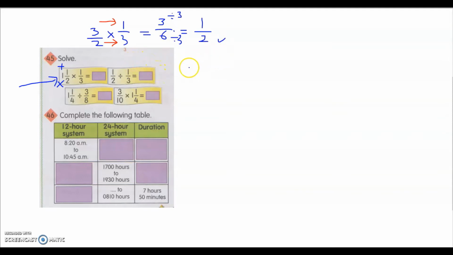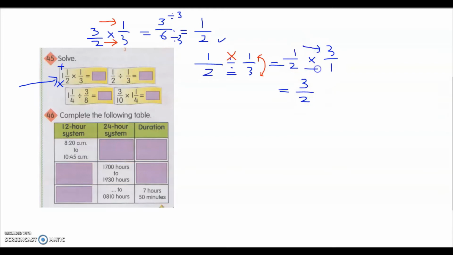Okay, the second one, 1 over 2 divide 1 over 3. So every time you see divide, you need to change it to times. And when we change to times, we flip the second fraction. Okay, terbalikkan pecahan yang kedua. So it becomes 1 over 2 times 3 over 1. So 1 times 3 is 3. 2 times 1 is 2. Right? It just times like this.